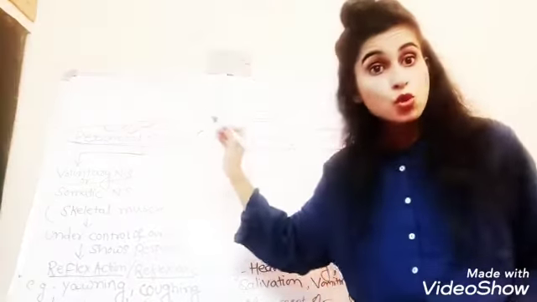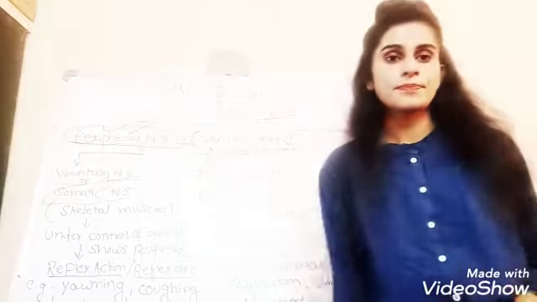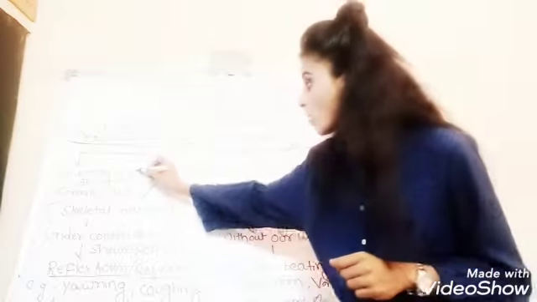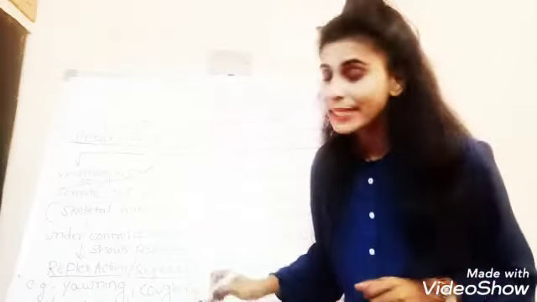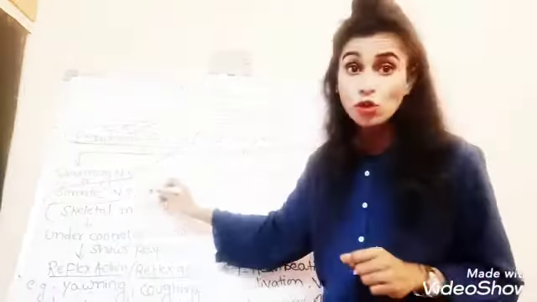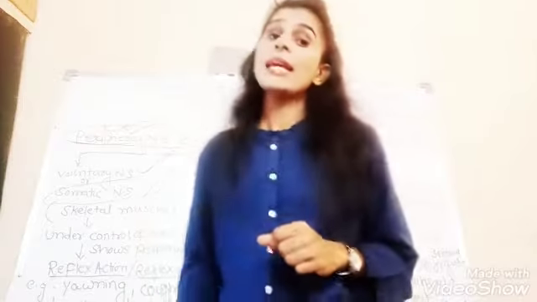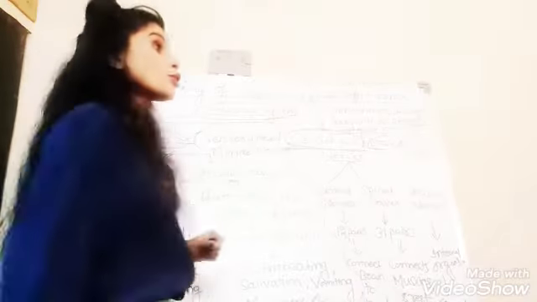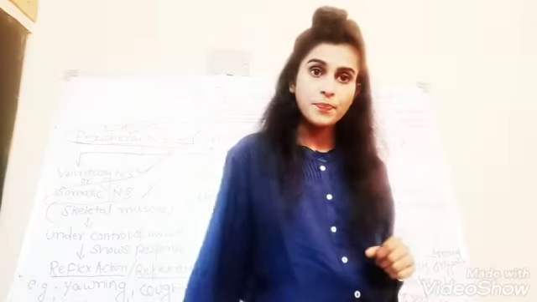And this voluntary nervous system can also be called your somatic nervous system. What is the other name of voluntary nervous system? Somatic, S-O-M-A-T-I-C, somatic nervous system. And involuntary nervous system can also be called autonomic nervous system.